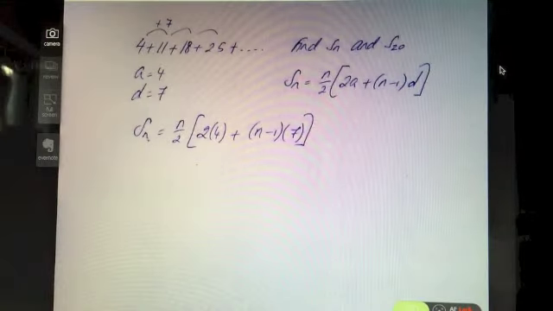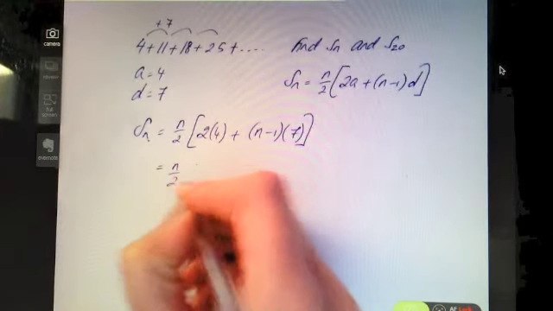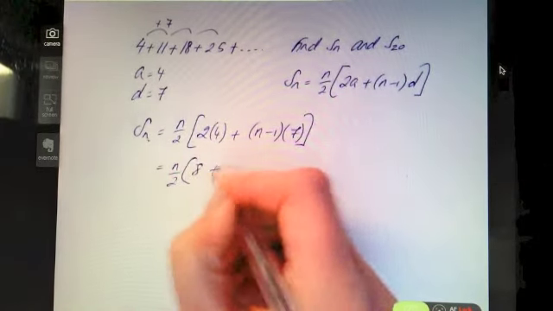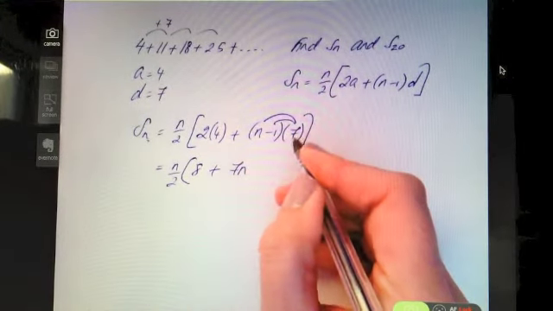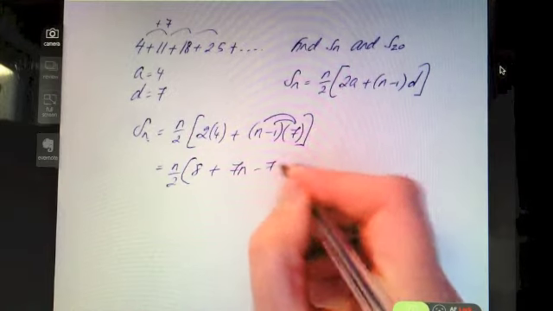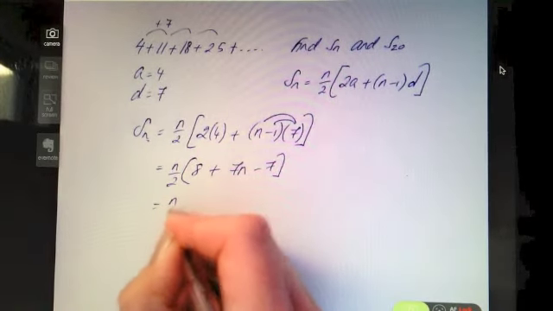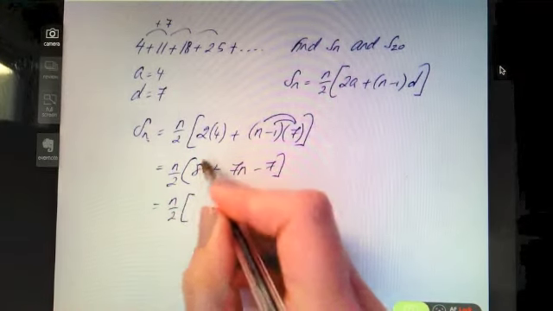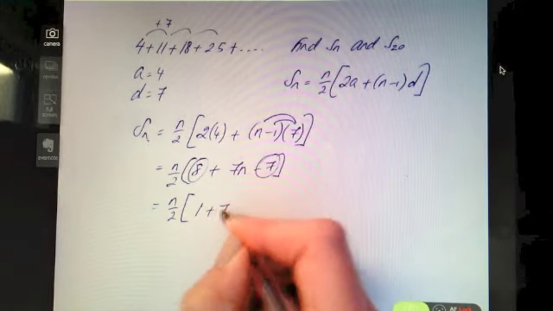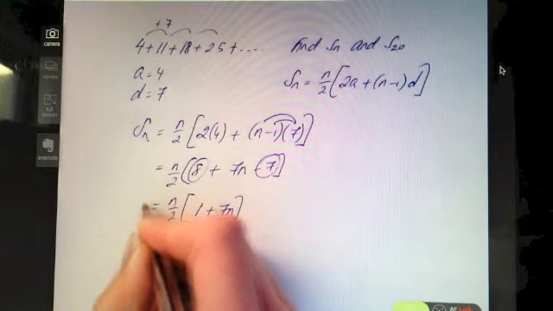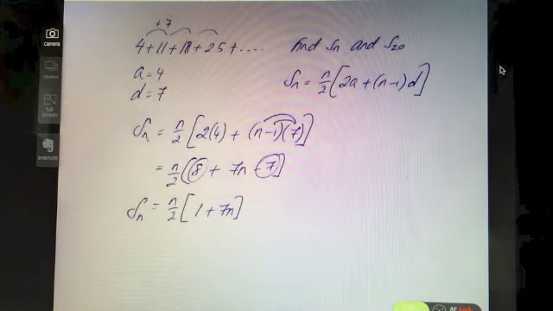Let's simplify this a little bit. We get n over 2, 2 times 4 is 8, plus, multiplying this out, 7 times n is 7n, and 7 times minus 1 is minus 7. Tidying up a little further, I can add my numbers together. 8 take away 7 is 1, so 1 plus 7n, and there is an expression for Sn.